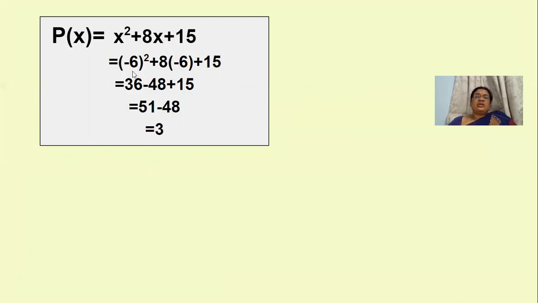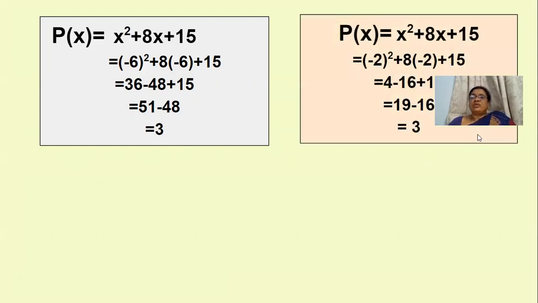I have substituted it, and the power of this bracket is 2. When the power is an even number, even though there is a negative number inside the bracket, you will get a positive. Therefore, 6 sixes are 36 here. Plus, minus minus 8 sixes are 48, and plus 15. When you add these two numbers, because 36 is plus and 15 is also plus, you will get 51, and minus 48. When you subtract 48 from 51, you will get 3 as the p of x value. So like that I have found the p of x value.